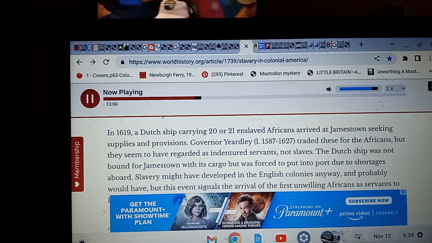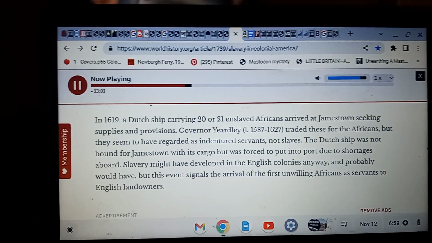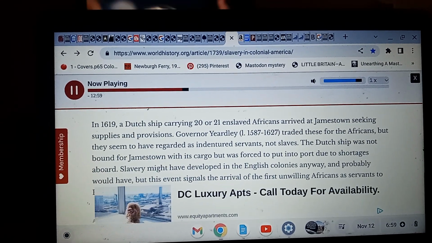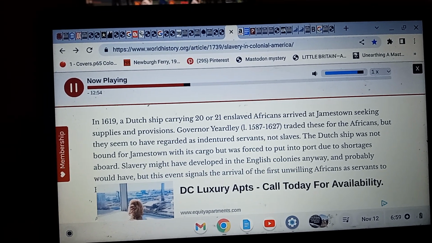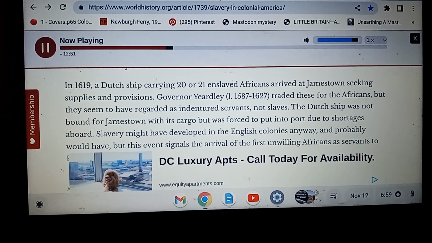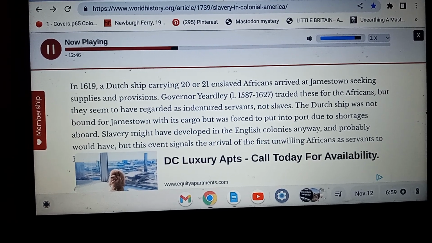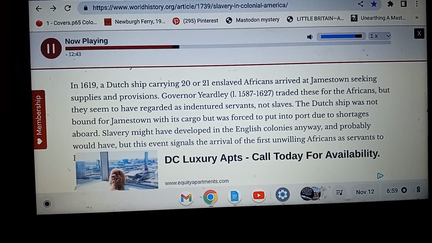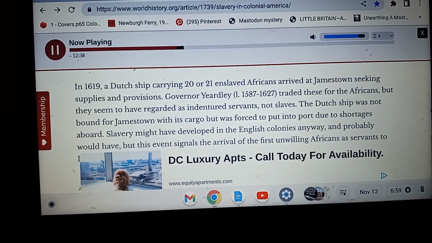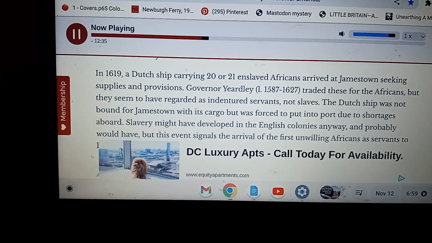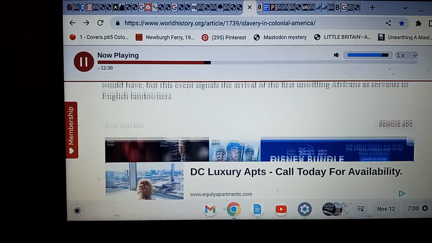In 1619, a Dutch ship carrying 20 or 21 enslaved Africans arrived at Jamestown seeking supplies and provisions. Governor Yardley, who lived 1587 to 1627, traded for these Africans, but they seem to have been regarded as indentured servants, not slaves. The Dutch ship was not bound for Jamestown with its cargo but was forced to put into port due to shortages aboard. Slavery might have developed in the English colonies anyway, and probably would have, but this event signals the arrival of the first unwilling Africans as servants to English landowners.